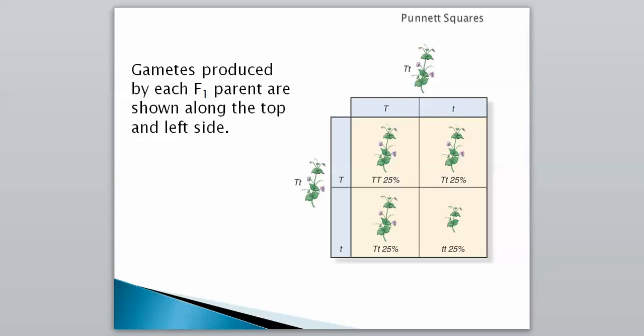And then our next is that the gametes that are produced by each F1 parent are shown along the top and the left side. So our gene combinations of our parents are on the top and left side. So we have up on the top, there's one parent, up on the left we have the other parent. So that is our next rule here, and as you can see we have our gene combinations, our possibilities here written right there in these boxes. So we have big T, little t, big T, little t. So those are all the possible gene combinations that come along from segregation.